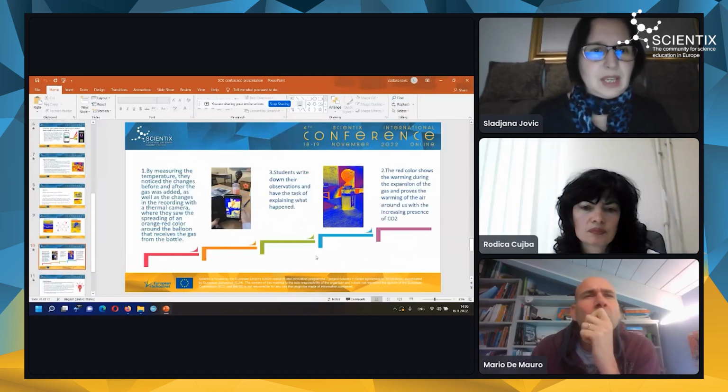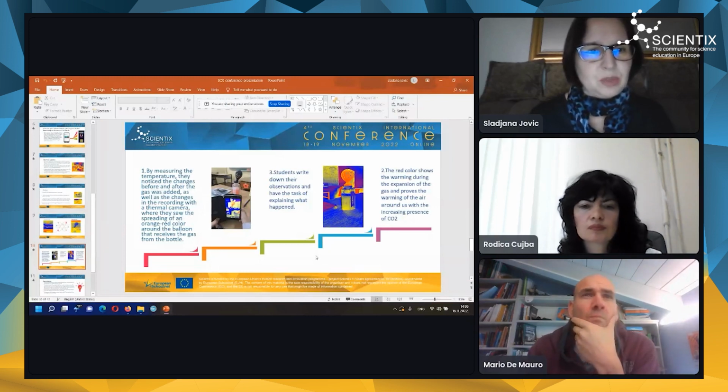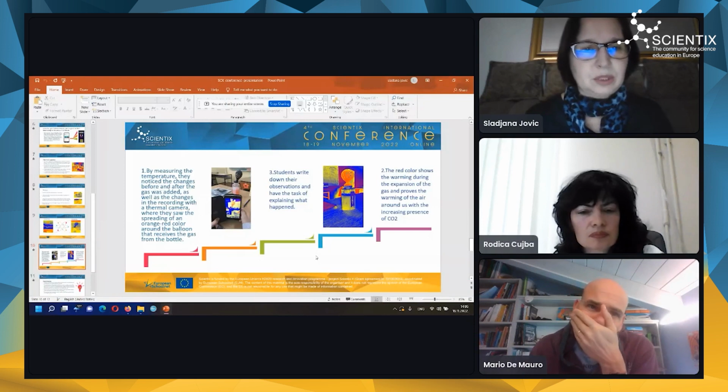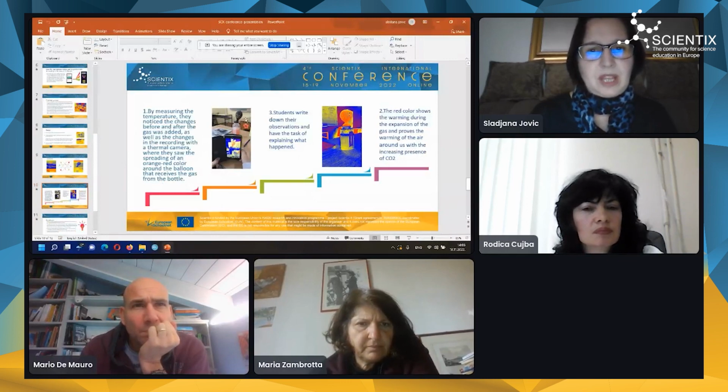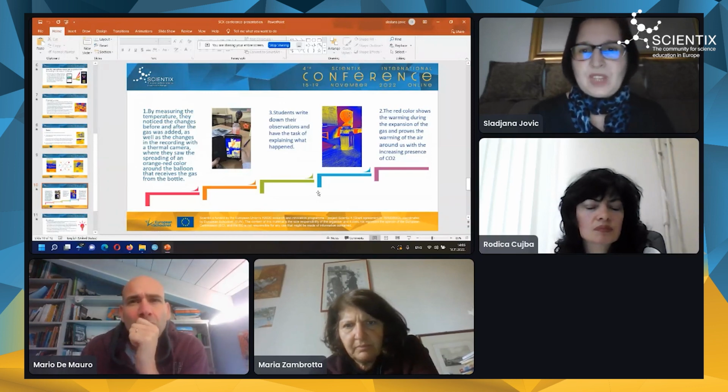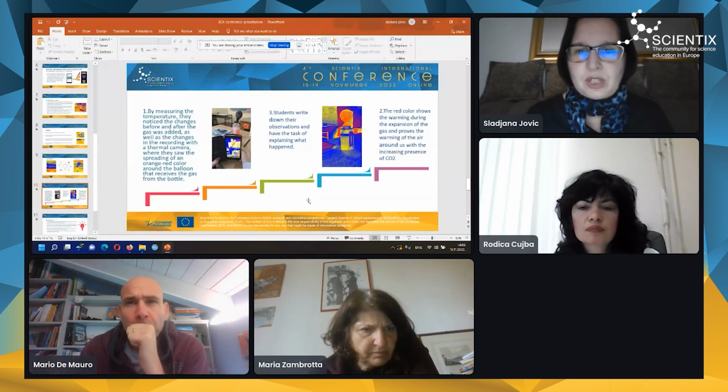So what can we say? By measuring the temperature, children can notice the changes before and after the gas was added, as well as the changes in the recording with the thermal camera, where they saw the spreading of an orange-red color around the balloon that received the gas from the bottle. As you can see in this picture, students can see, using the thermal app, the color of the solution, and it also detected temperature. Students write down their observations and have the task of explaining what happened.